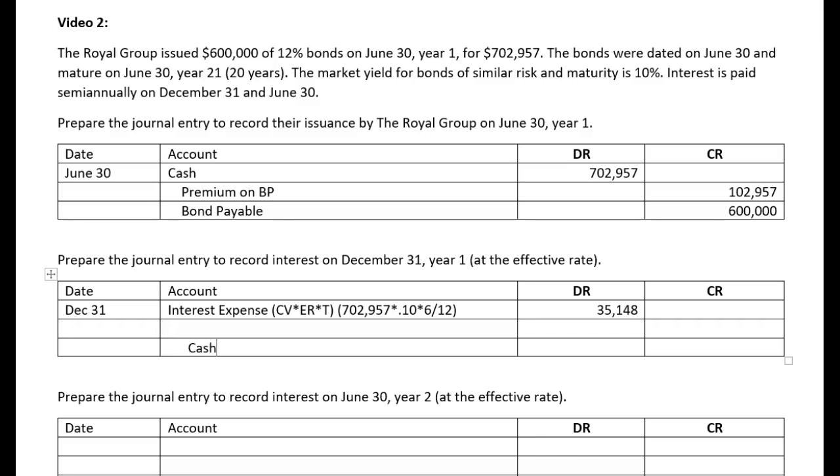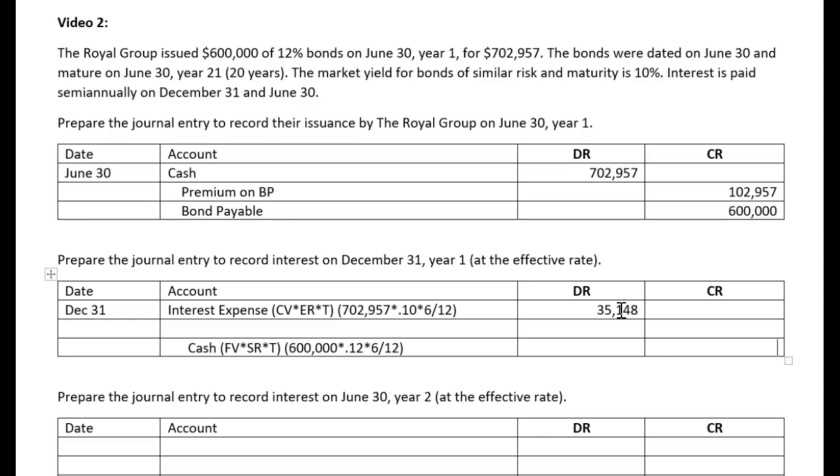Well, the cash payment on a bond, the amount of cash it pays, is always the face value of the bond times the stated rate of the bond times time. Just like when we were finding the cash payment or the interest payment when we did the pricing, this is where you use the stated rate. So we're going to take the face value of our bond, which is 600,000. We're going to multiply that by the stated rate, 12%. Then we're going to multiply it by time, which again, this is semi-annual, so 6/12.